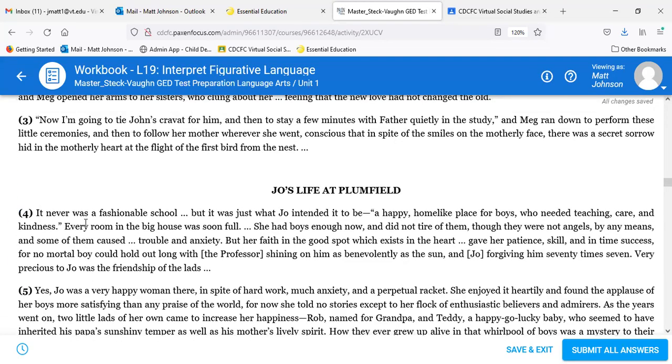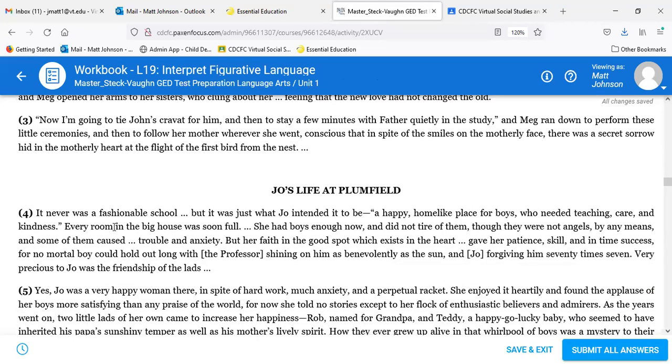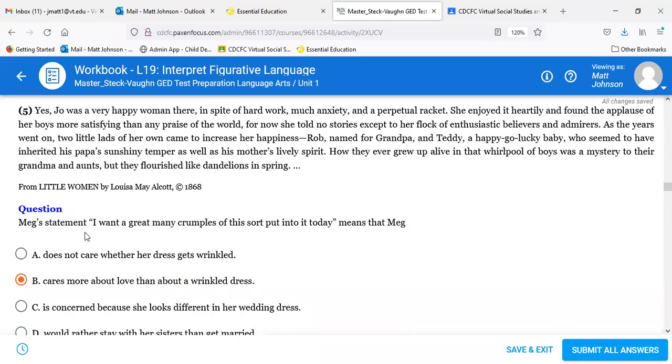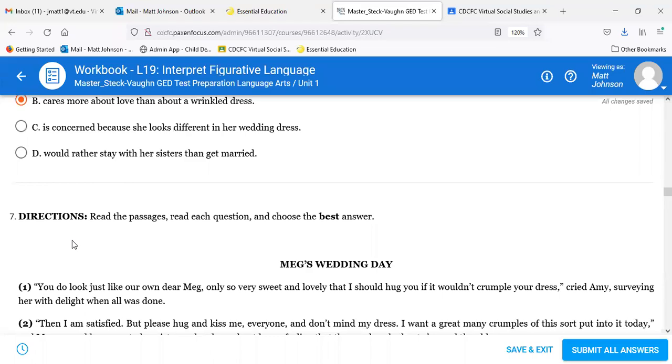So the only difference really is, let's see here. Either way, she doesn't really care about the crumpling of the dress. But what's important is that it says you do look just like our own dear Meg, only so very sweet and lovely that I should hug you if it wouldn't crumple your dress. So she's not worried about getting her dress crumpled. She wants people to hug her. So it's showing that she's more concerned about the love than the wrinkles in the dress. So B is the answer for number 6.